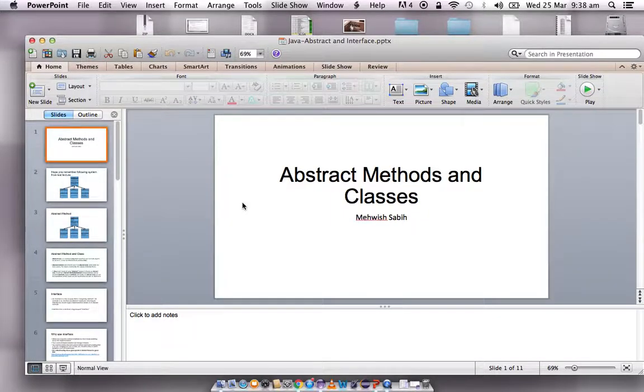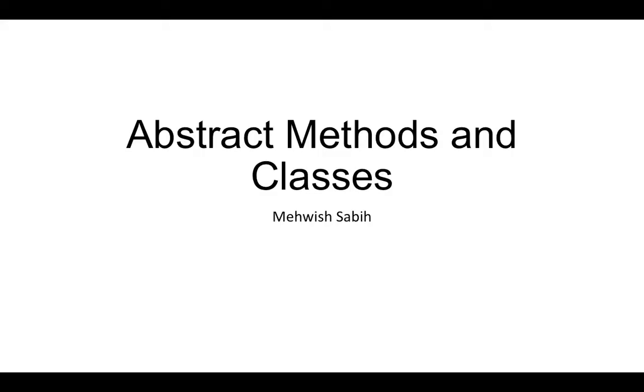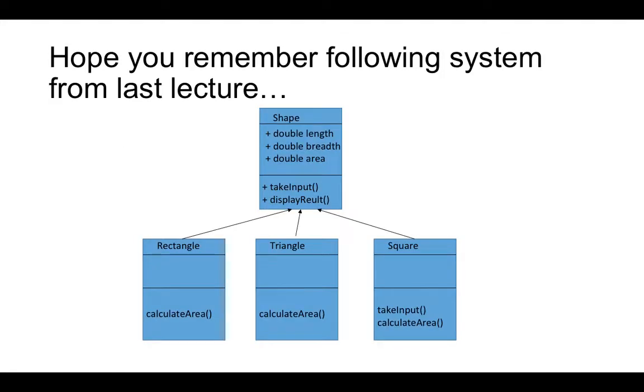Today's topic is abstract methods and classes in Java. I did give you these lectures, but I presume that a few of you guys didn't understand what it says. Now, abstract methods. Do you guys remember this system from our last lecture of inheritance?